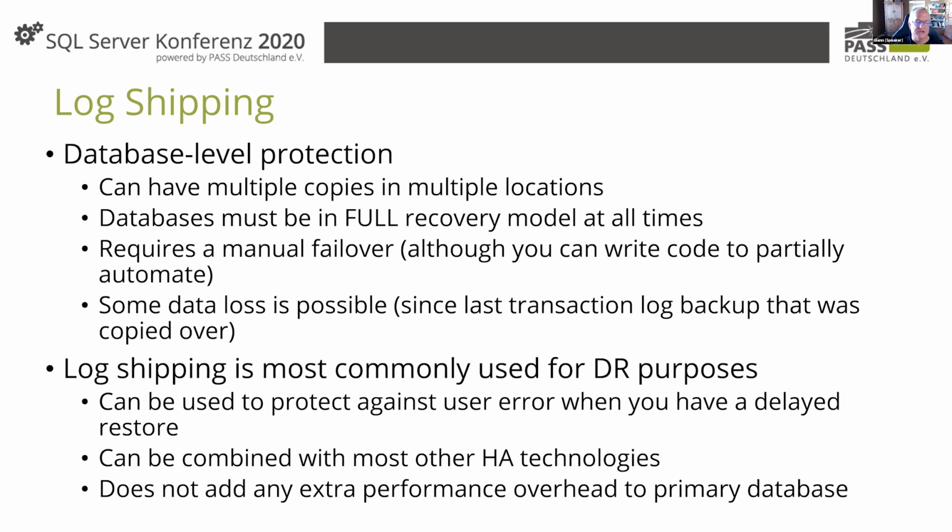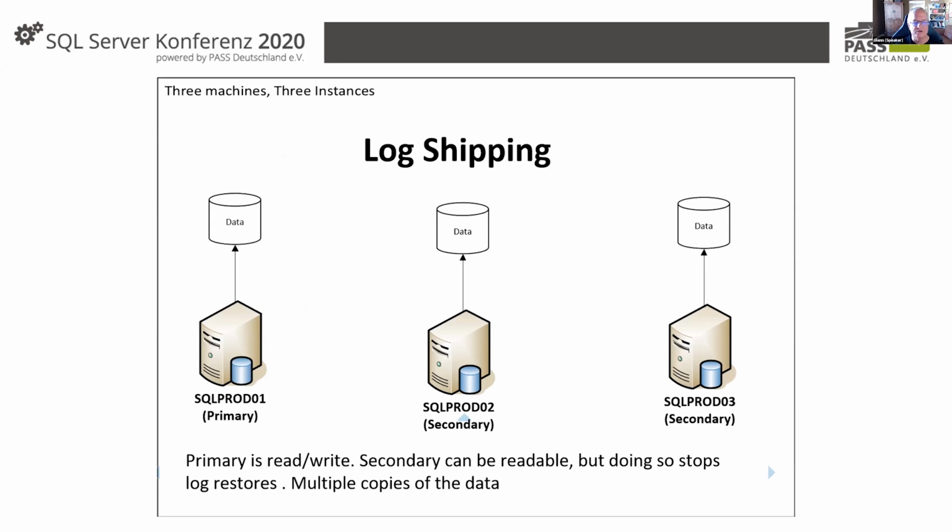And then the other reason I like log shipping is, again, it doesn't add any extra performance overhead. And you can layer log shipping on top of other things. So you can have a failover cluster in your main data center and then log ship to your disaster recovery data center. And you can have another log ship copy with a 4 hour delay to protect against user error. So, you know, you can get creative here and come up with a plan that gives you a lot better total story. So here's what log shipping looks like.